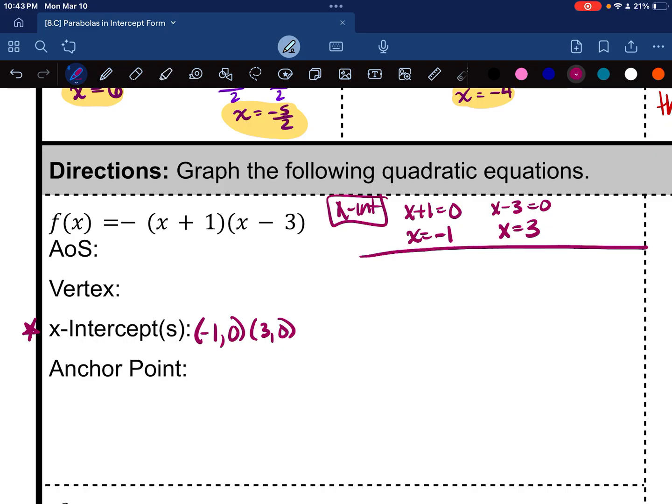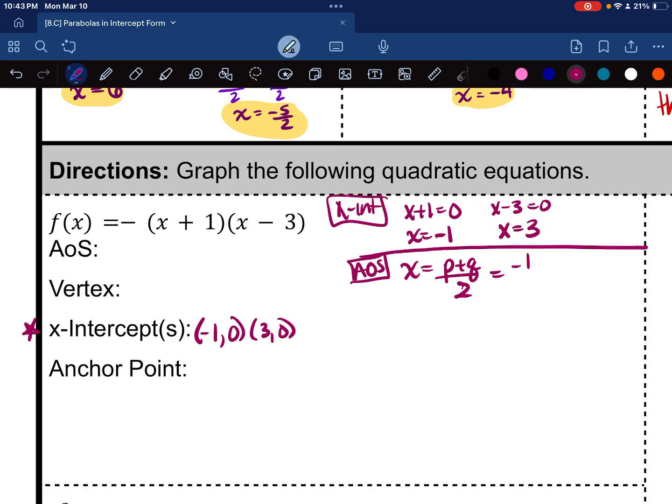So then from that, now I can find my axis of symmetry, because the axis of symmetry uses the formula x equals p plus q all over 2. So these intercepts are the p and q values that we're talking about.